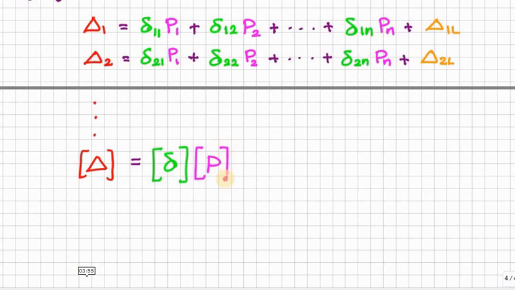Therefore, we can put everything in matrix form, that is, capital delta is equal to small delta into P plus capital delta L. Here capital delta is the final displacement matrix. The product of the small delta matrix and the P matrix is the displacement due to redundant forces, and capital delta L is the displacement due to applied load. Here P is the redundant forces, and small delta is the flexibility matrix.